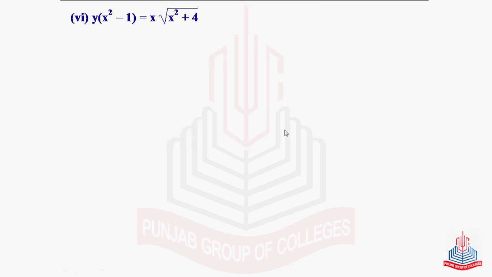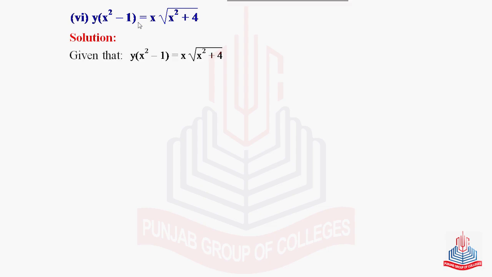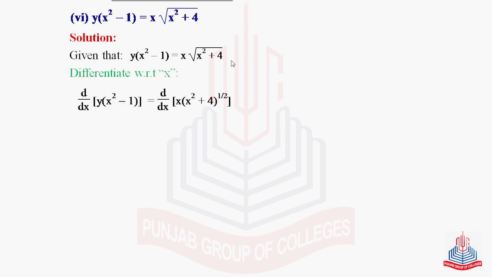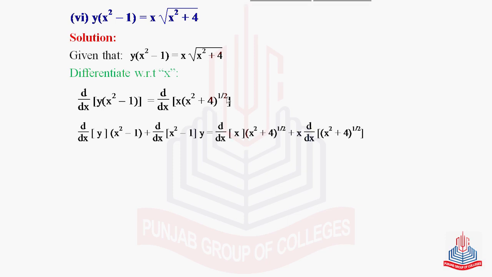The last part, which is sixth, y into x square minus 1 is equal to x into x square plus 4. Given that y x square minus 1 is equal to x into x square plus 4, differentiate with respect to x. Derivative will apply on left hand side and derivative will apply on right hand side, x into x square plus 4 containing power 1 by 2. So these are actually two terms, y into x square minus 1.